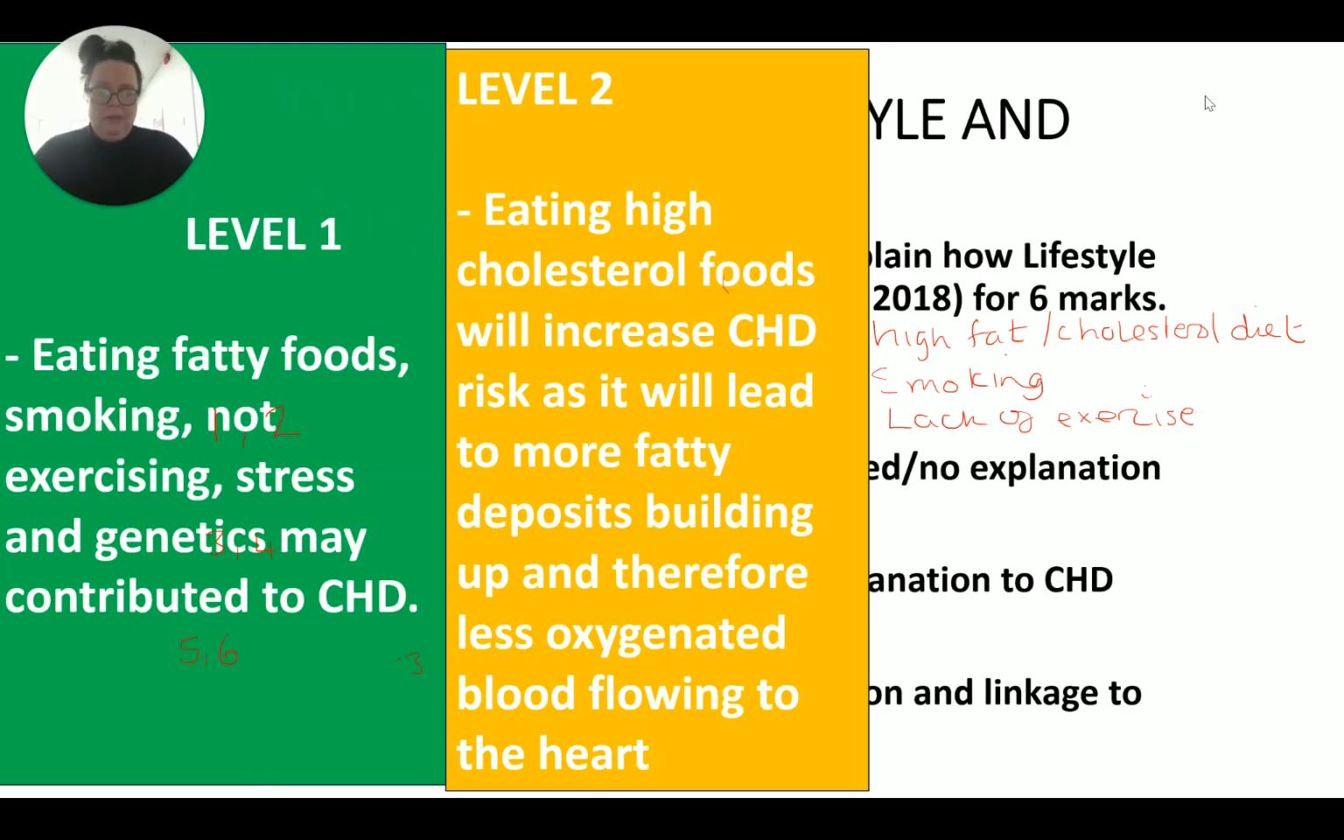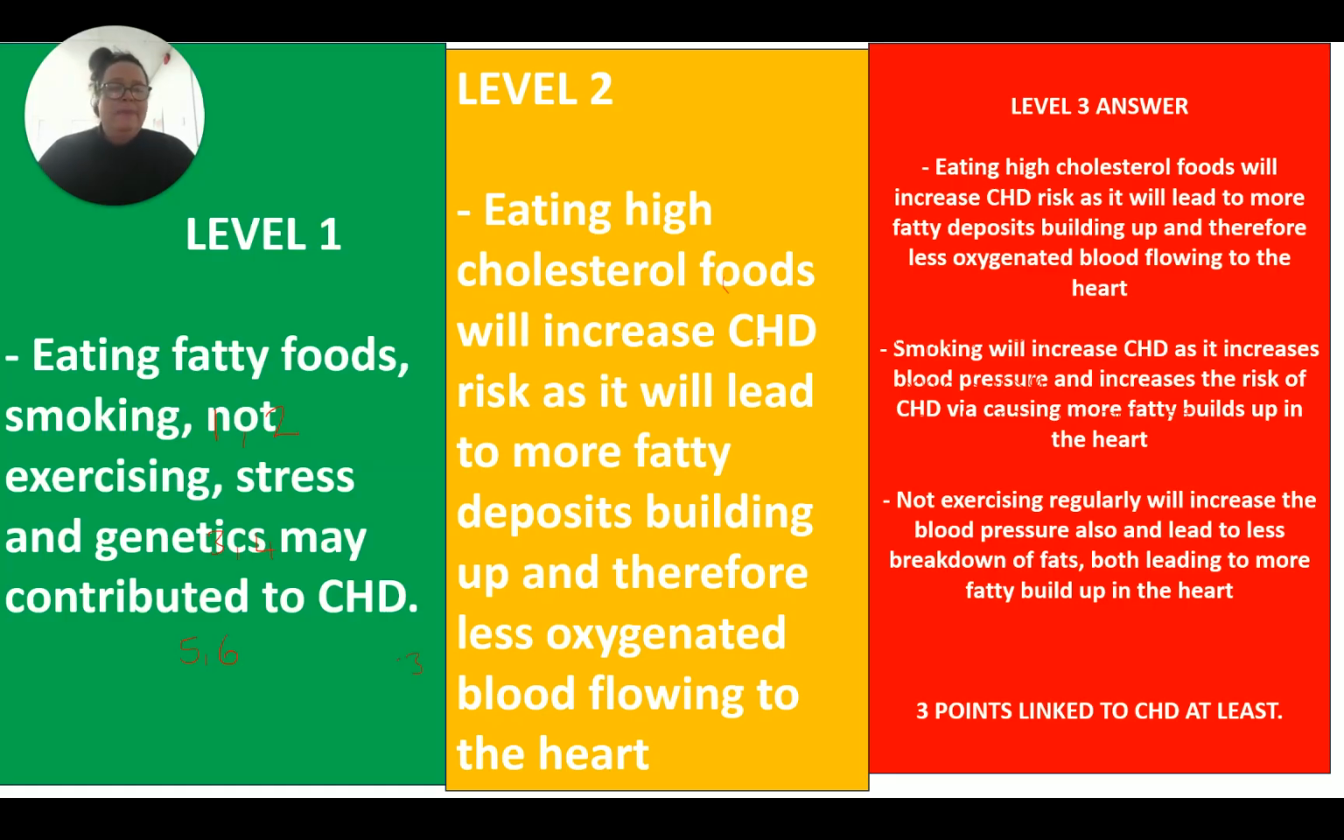And then the next one is our level 3 answer, so 5, 6 marks. So they've got 3 factors. One is high cholesterol foods, more fatty deposits, less oxygenated blood flowing to the heart. So that's what they said in level 2, but that's all they said in level 2. Then we've got smoking. It will increase CHD as it increases blood pressure and increases the risk of CHD via causing more fatty build-up in the heart. So smoking can increase those fatty build-up too. And then not exercising, that will increase blood pressure. Less breakdown of fats, so more fatty build-up in the heart. Okay? So you can see the difference between these answers, and this is what we're aiming for, obviously the level 3 answer. However, write something down, even if you don't think you can get all 6, write down something.